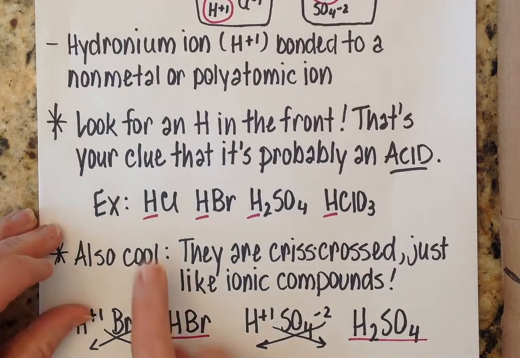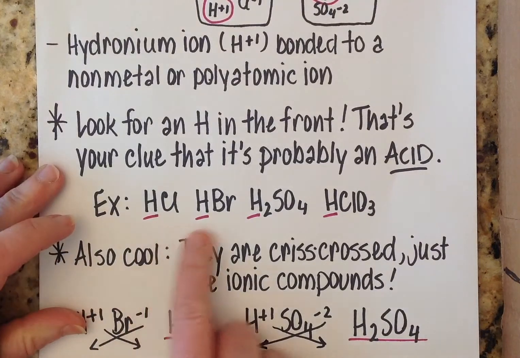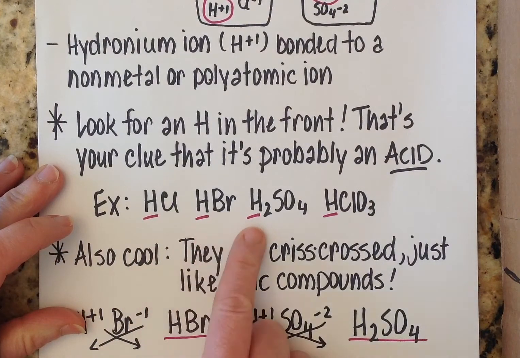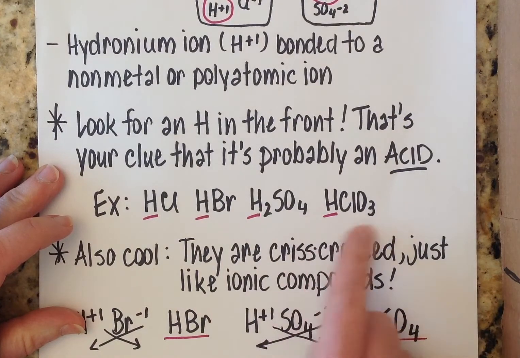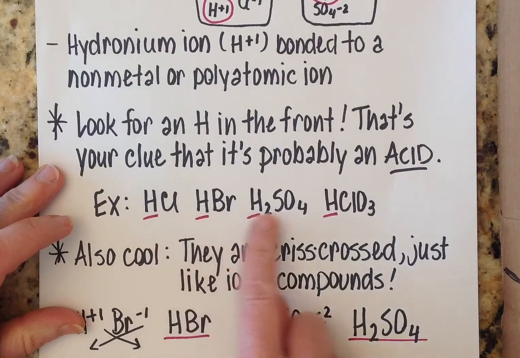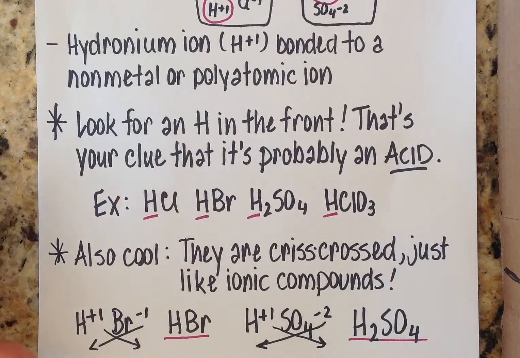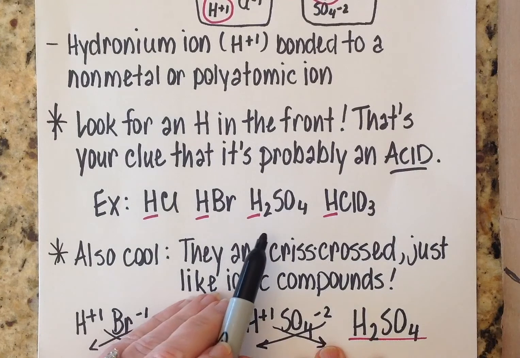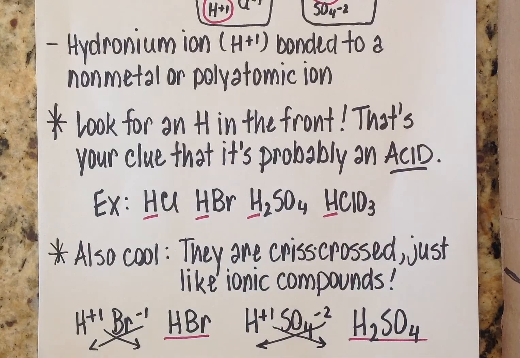So for example, HCl, HBr, H2SO4, and HClO3. What all of these acids have in common is that they have an H in the front, which makes them very easy to pick out. Also, it's okay to have more than 1 hydrogen in the front. That's called a diprotic acid, and you'll learn more about those when you study acids and bases.